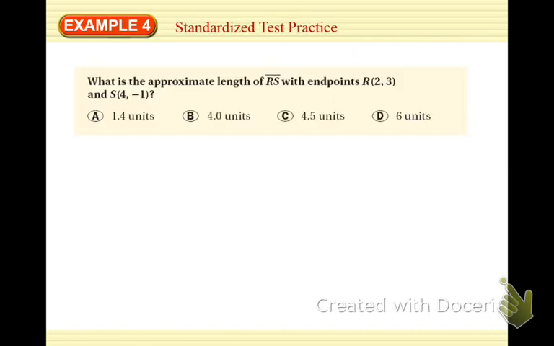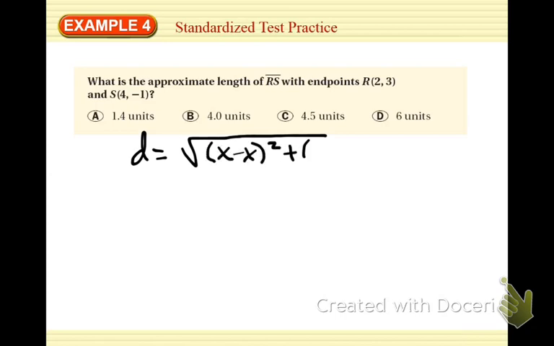Okay? So let's use that. What is the approximate length of RS with endpoints R 2, 3 and S 4, -1? Okay? And so we want to find the length of a segment. It's the same thing as wanting to find the distance from R to S. I keep saying that because that's going to trigger to you that, hey, I got to use the distance formula. And that's it.